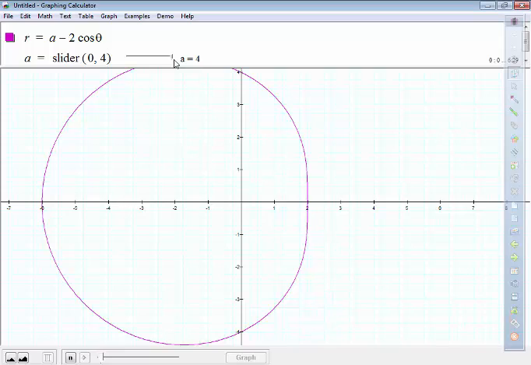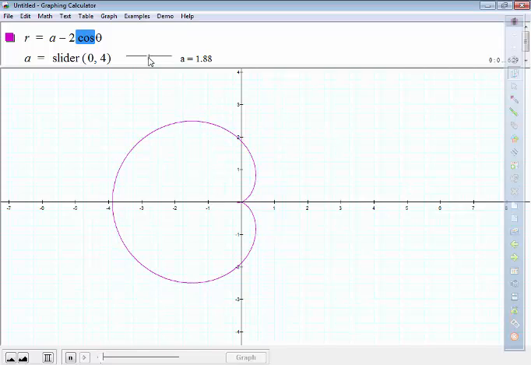Okay? So when they talk about families of curves, they tell you to change one of these values. In this case, we changed this A. We could have changed this number, and then we'll see another separate family of values. What do you think would happen if I change this from a cosine to a sine? Any ideas what might happen?